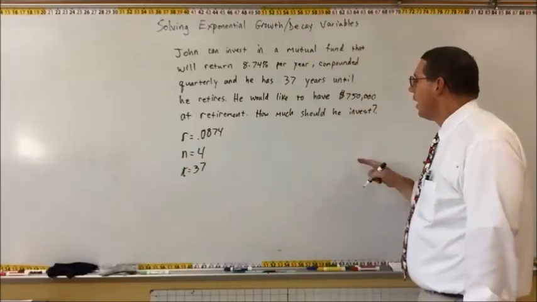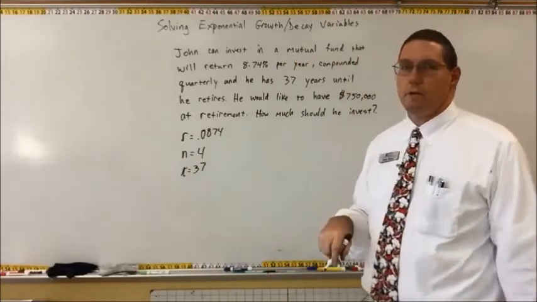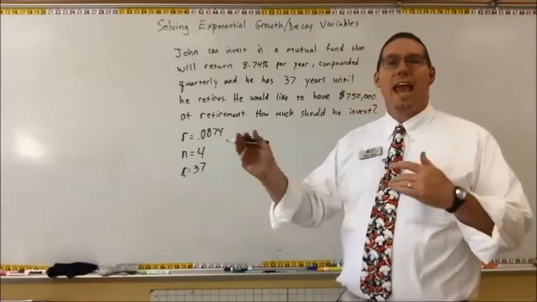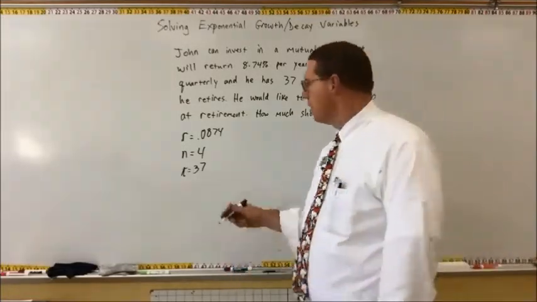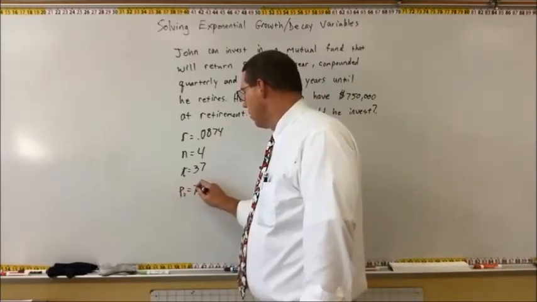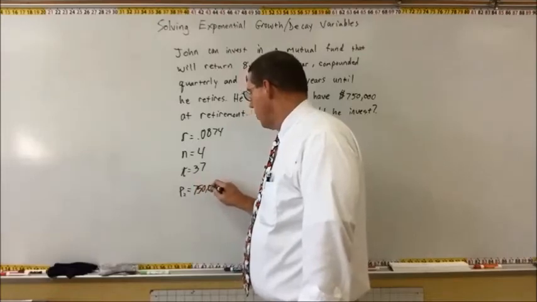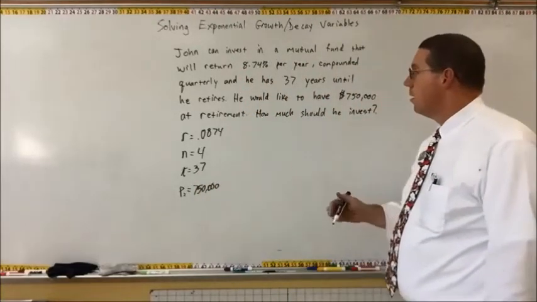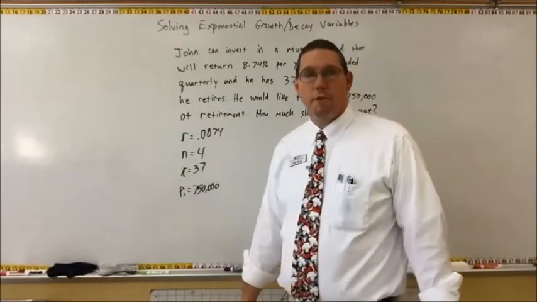He would like to have $750,000 on retirement. What that's basically telling us is he wants his ending value to be $750,000. So that's P2, $750,000. Okay? How much should he invest in order to meet his goal of $750,000?